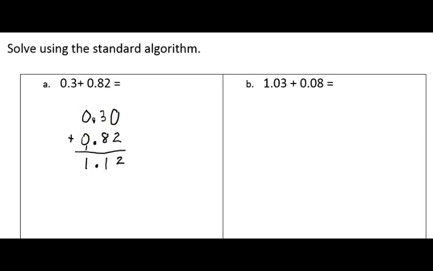Same process over here. I'll write the numbers vertically, keeping the place values lined up. 3 hundredths plus 8 hundredths is 11 hundredths. Bring my 1 over because 10 hundredths is the same as 1 tenth. 0, 0, and 1 is 1 tenth. 1 whole and 0 is 1 whole, for a final answer of 1 and 11 hundredths.